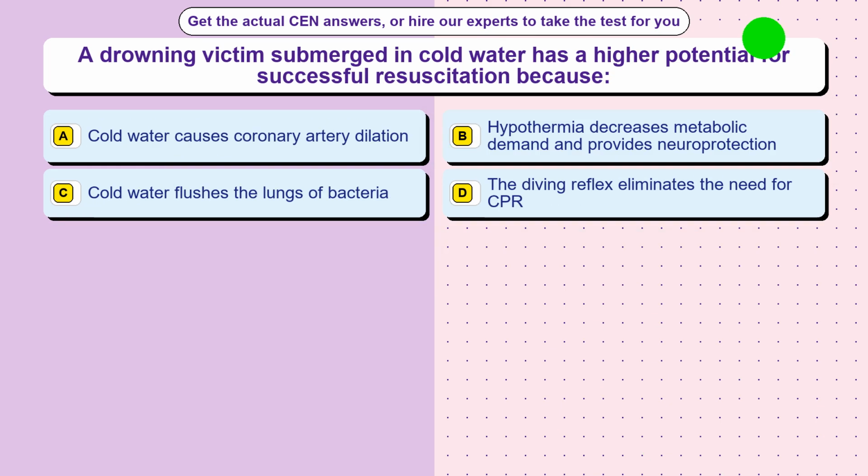Question 7. A drowning victim submerged in cold water has a higher potential for successful resuscitation because Option A, cold water causes coronary artery dilation. Option B, hypothermia decreases metabolic demand and provides neuroprotection. Option C, cold water flushes the lungs of bacteria. Option D, the diving reflex eliminates the need for CPR.